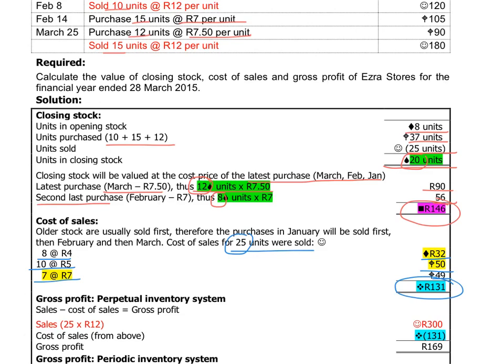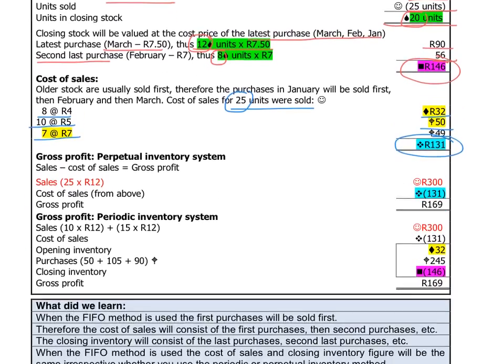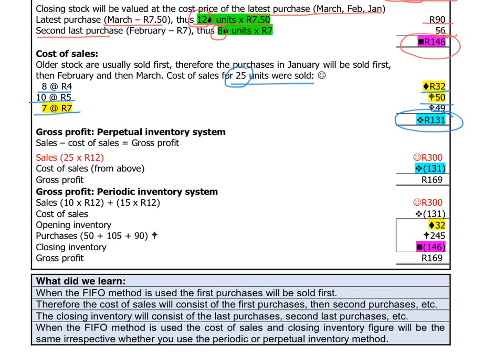If we want to calculate the gross profit, we will use the figures that we calculated now, taking the sales less cost of sales. We've sold 25 units at R12 each, so my total sales price is R300. The cost of sales we calculated as 131, and if I subtract it from the sales, my gross profit will be 169.